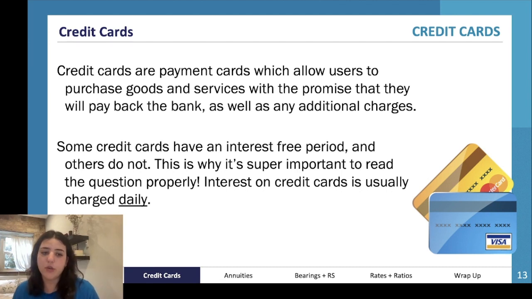Some credit cards also have an interest-free period, others do not. This is why it's super important to read the question properly. It might say this credit card has no interest paid on it from the 1st to the 5th of every month. But interest on credit cards is usually charged daily. Interest-free periods will be specified in the question, but they're not super common.